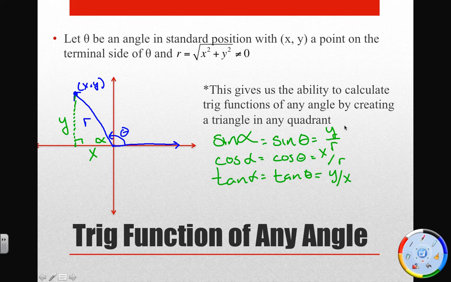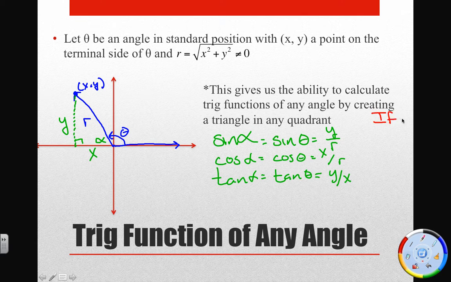Now, what I want to make a note of, what we're going to eventually get to on our circle, is what would happen if r was 1? What if the distance from the origin to this point was 1? Hence, the name of our circle is actually called the unit circle, which means the radius is 1.